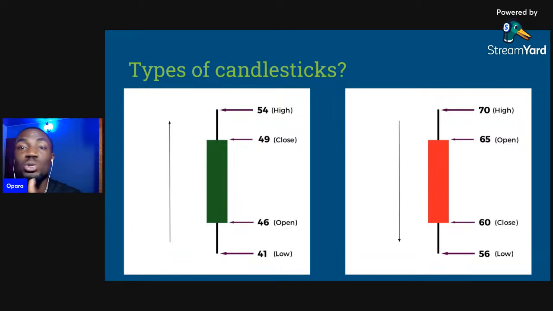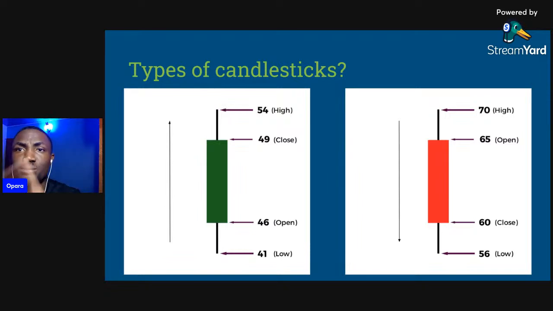But because I've understood the psychology behind these candlesticks, I'm not confused. So along the line you can also understand. Even if somebody shares a chart that has different colors, you should be able to decipher or decode the anatomy or the formation of these candlesticks.